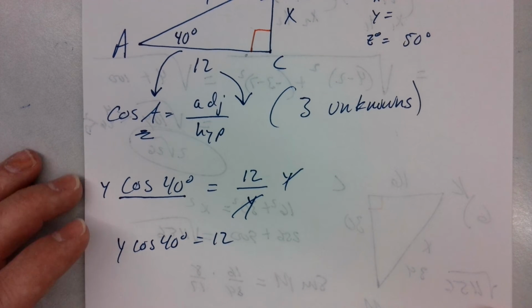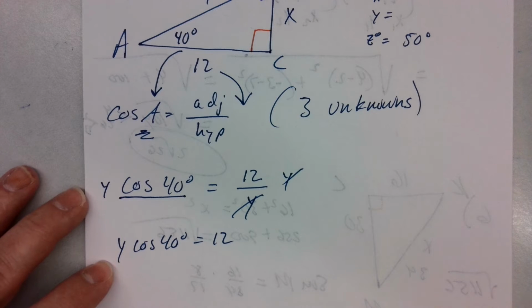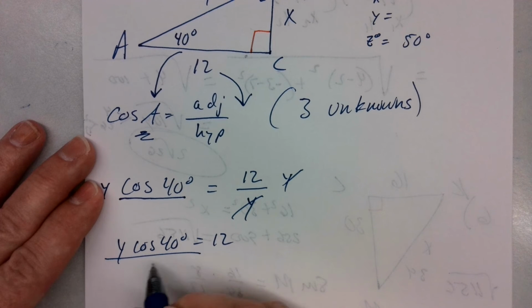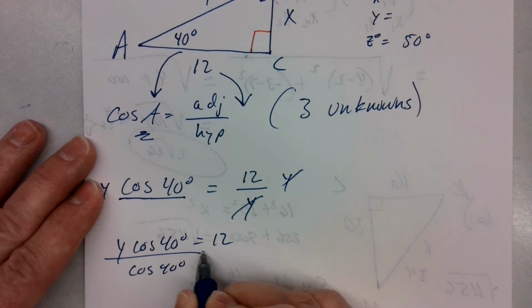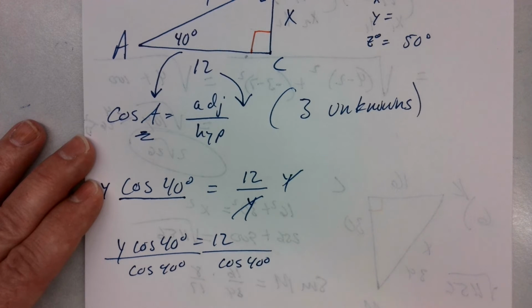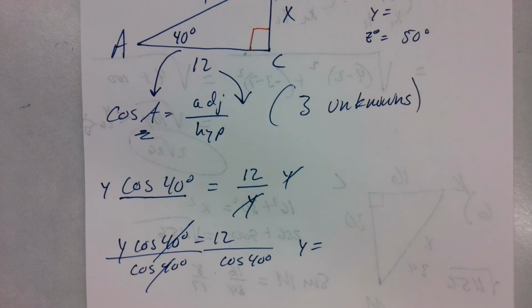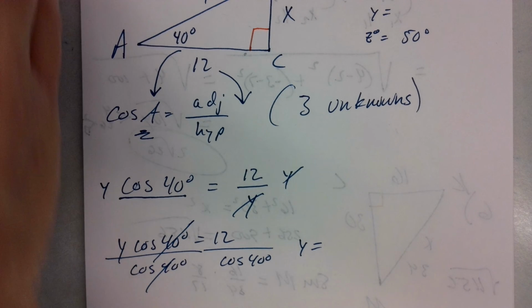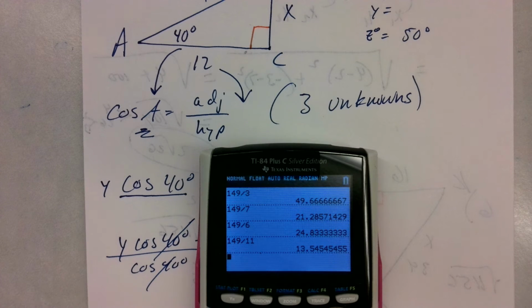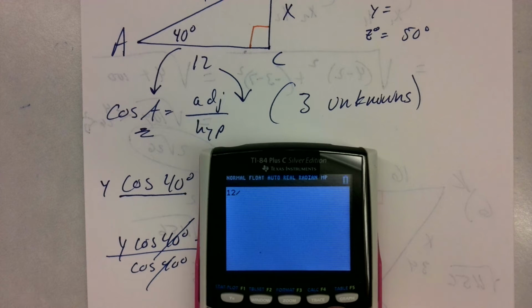Now, we want y, right? So that means I've got to get rid of what? The cosine of 40 degrees. So what am I going to do? I'm going to divide by the cosine of 40 degrees. They're going to go away, and I'm going to put that in my calculator. I'm going to go 12 divided by cosine 40, enter.